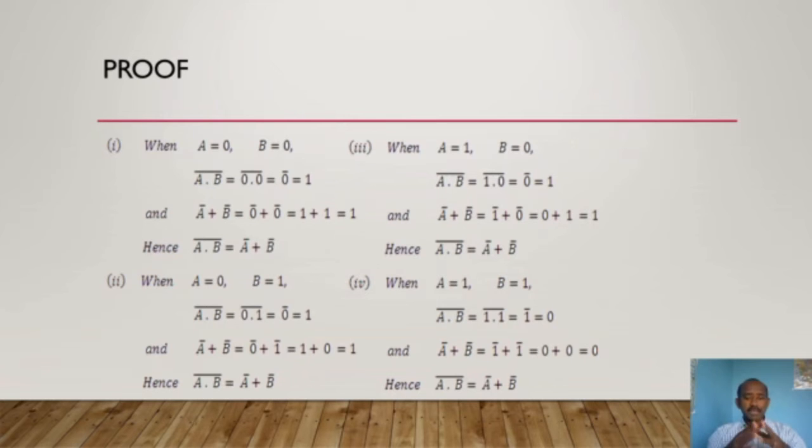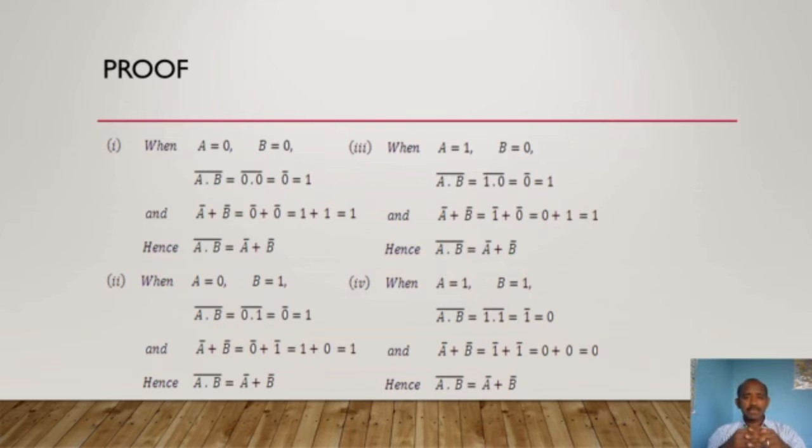In the second case, when A is equal to 0 and B is equal to 1, then (A dot B) bar can be written as (0 dot 1) bar. So you will get 0 bar, which will be equal to 1. Similarly, A bar plus B bar will be equal to 0 bar plus 1 bar, which is 1 plus 0, equal to 1. So both the conditions are satisfied.